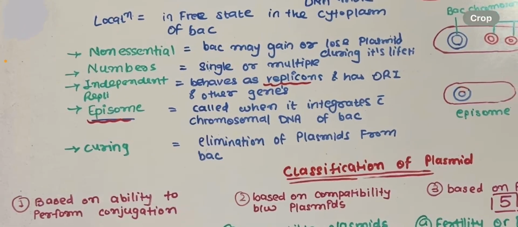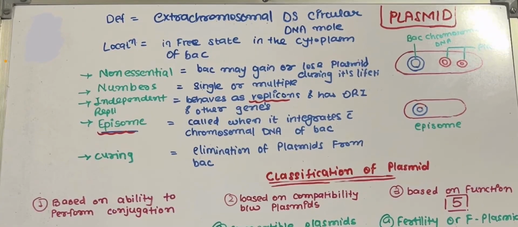So some of the characteristics of the plasmid are: non-essential, some bacteria may gain or lose it. Numbers could be multiple or single. Independent replication, so it behaves as replicons with origin of replication and other genes. Episome, when it gets integrated with the chromosomal DNA, and curing, elimination of plasmid from the bacteria.